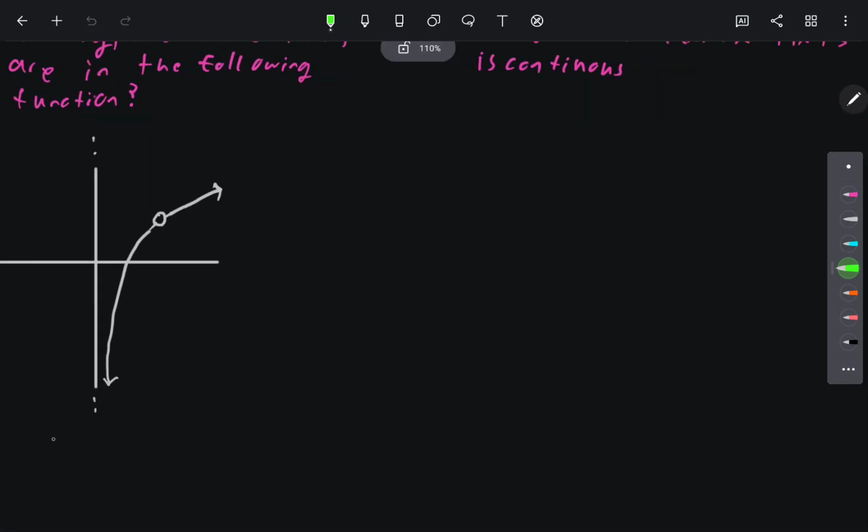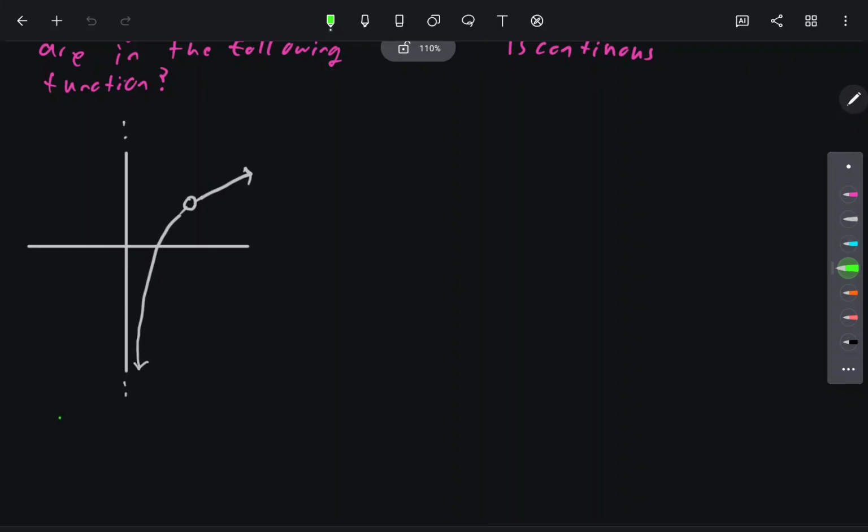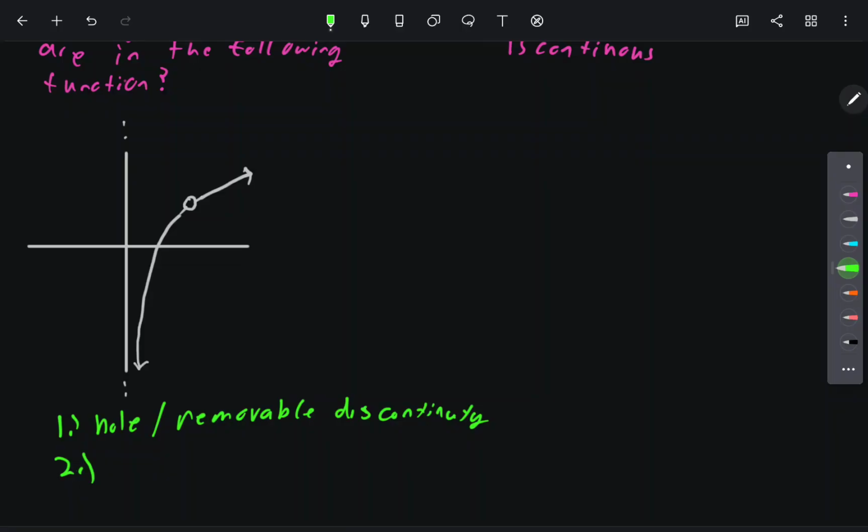So the first one I'd like to identify is there's very clearly a hole, an irremovable discontinuity. And the second one is going to be an infinite discontinuity.